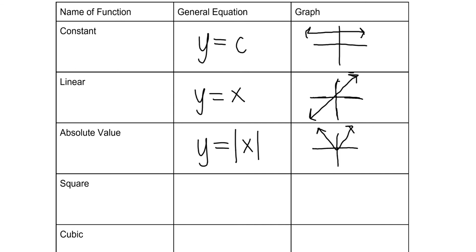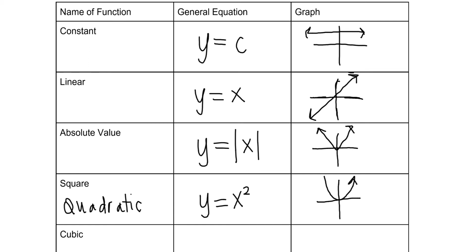Our square function, which you can also think of as a quadratic, has the general equation y equals x squared. And its graph is very similar to the absolute value, except that it is U-shaped. It has a curved bottom instead of a pointed one.